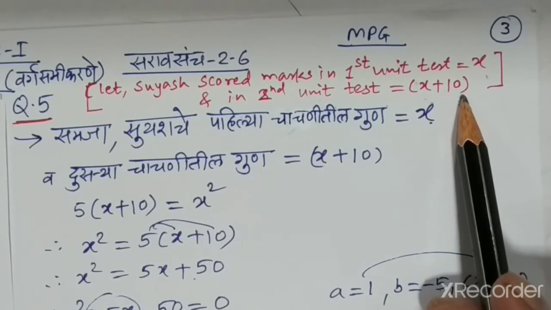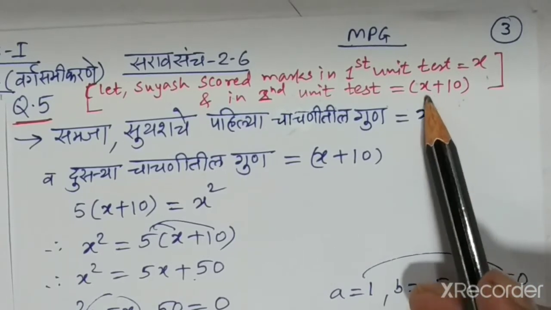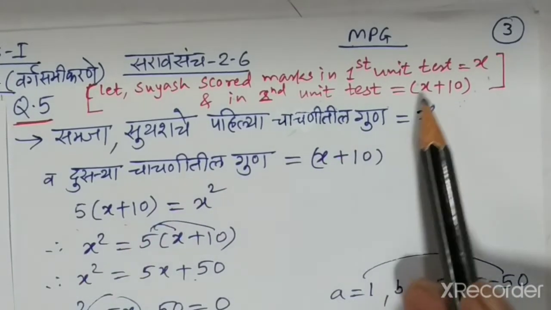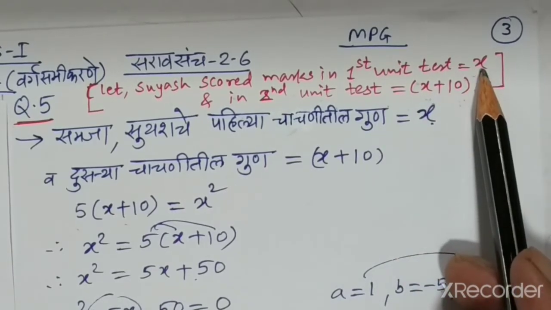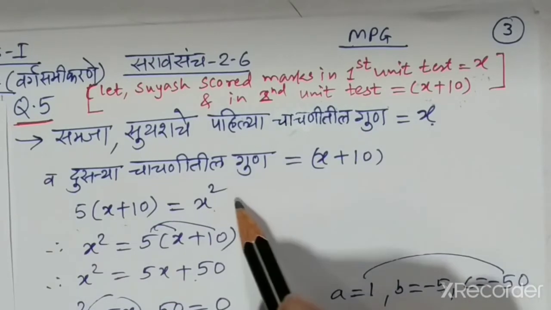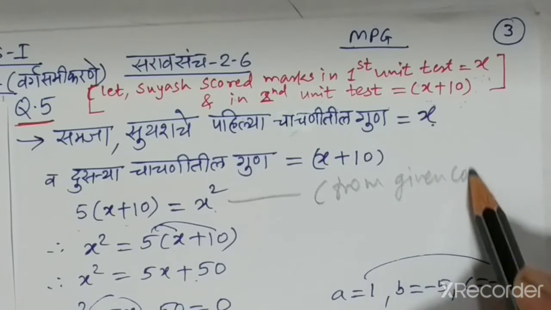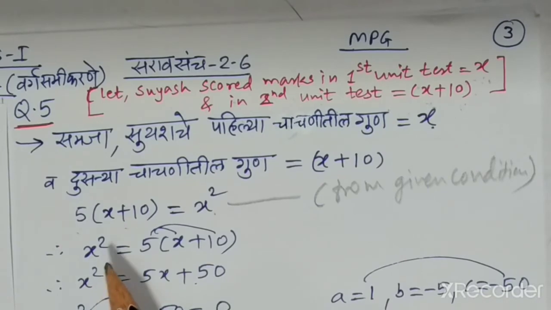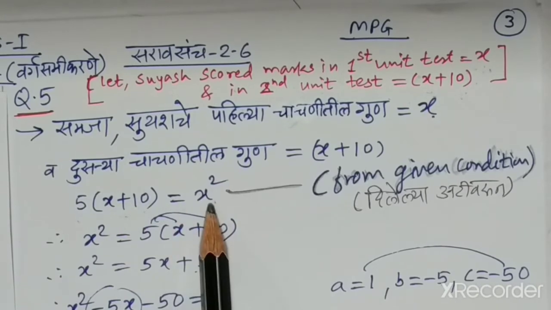Now the given condition is 5 times the marks in the second unit test. So 5 times the score of the second unit test means 5 into x plus 10 is equal to the square of the marks in the first unit test. Square of the first unit test marks means x square. So we get this equation from the given condition: 5 in bracket x plus 10 is equal to x square. This is the equation we have formed here.